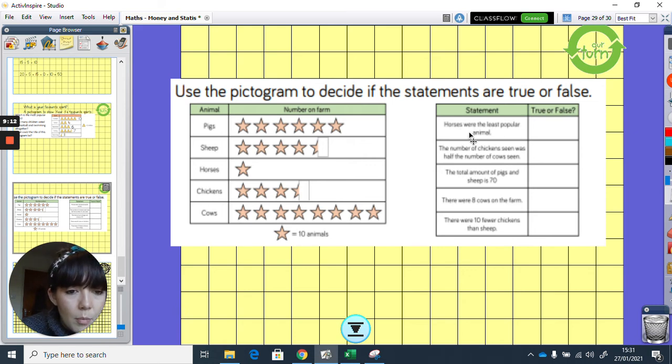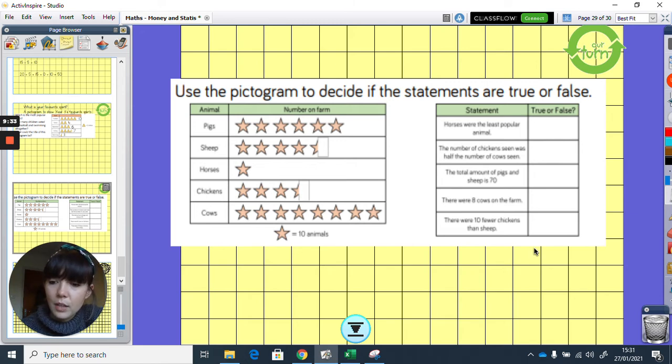Horses were the least popular animal. The number of chickens seen was half the number of cows seen. The total number of pigs and sheep is 70. There were 8 cows on the farm. There were 10 fewer chickens than sheep. So again, first thing you need to do, work out how many of each, then answer true or false to the questions. Pause the video, have a go.